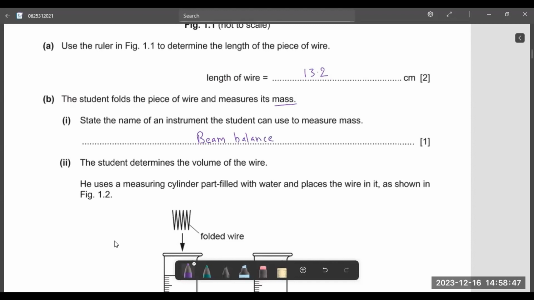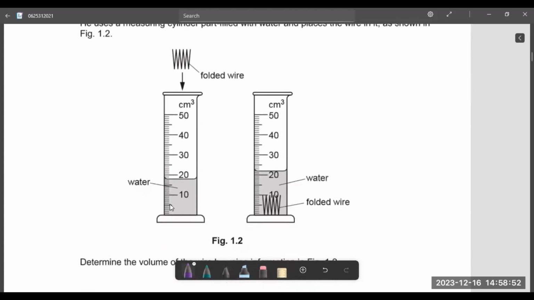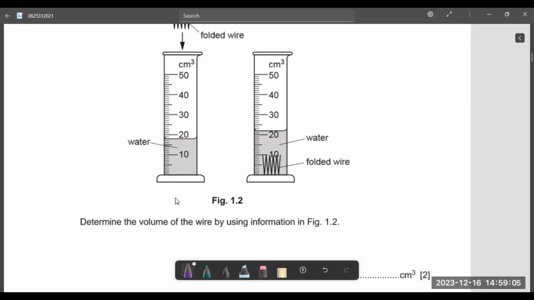The student determines the volume of the wire. He uses a measuring cylinder, part filled with water, and places the wire in it. So here we can see measuring cylinder is there, partly filled with water. In that he is putting the wire. Determine the volume of the wire. So without inserting this wire, we will find what is the reading here. Here it is 10 and the middle point it will be 15, 16, 17, 18. So this point it will be 18 centimeter cube.